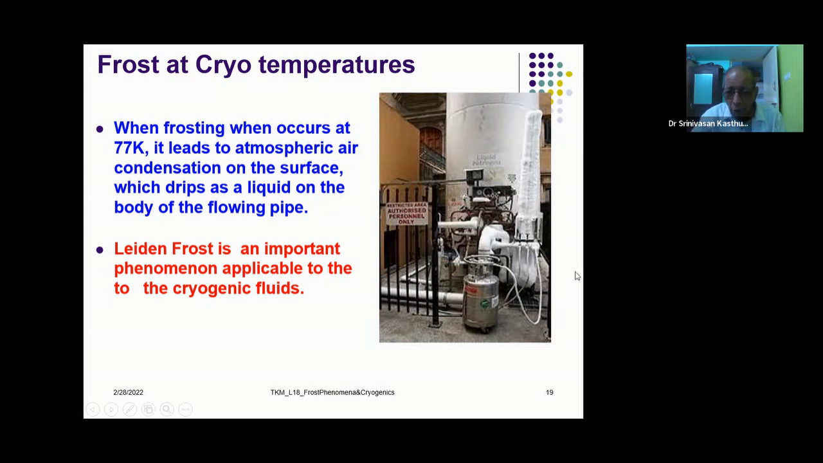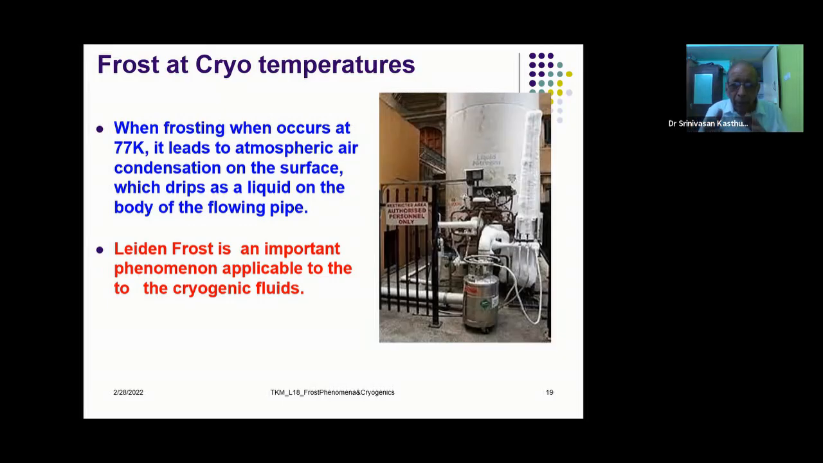And you can see all the pipelines everywhere, it is all ice clad. Now, this happens at cryogenic temperatures. So here what has happened is the temperature has become sufficiently low so that the water vapor in the atmosphere starts depositing on the cold surface.